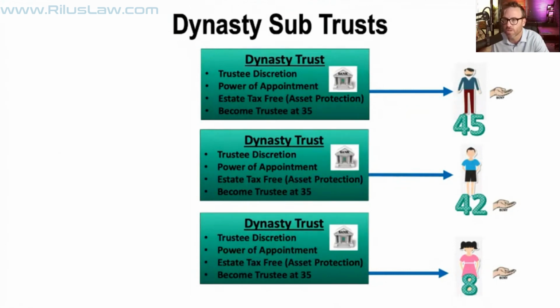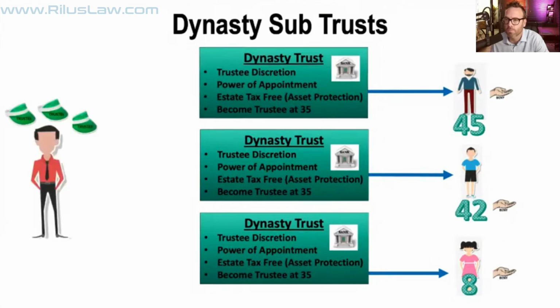So 25% each. With the dynasty trust, usually I let the child or the beneficiary become the trustee at age 35. These kids are over that, so they could be the trustee immediately of their dynasty trust, but we would need someone else to manage things for this grandchild until she reaches the age of 35.